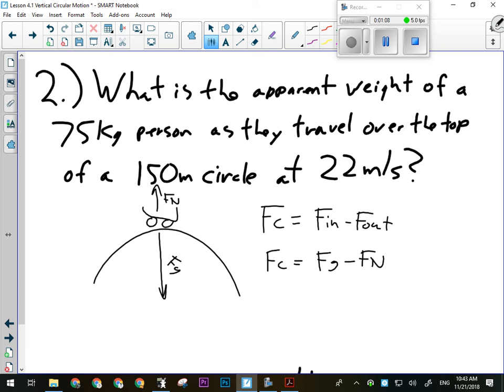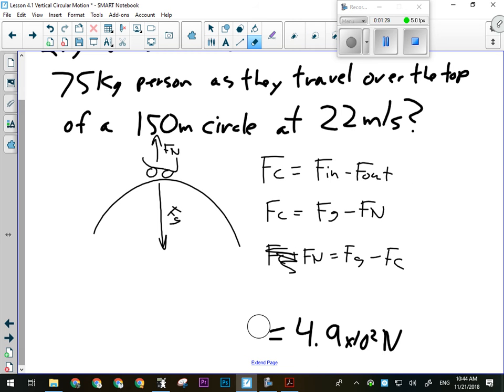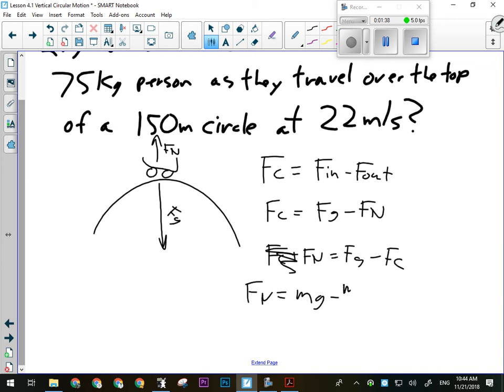I don't like to solve for stuff if it's negative in an equation, so I'm going to bring the normal force over here by adding it. So I'll have Fc plus Fn equals Fg, and then I'm going to subtract Fc over to this side. So I've got normal force equals Fg minus Fc. Now I plug in my numbers to figure out what Fn is. So Fn is m times g minus mv squared over r.